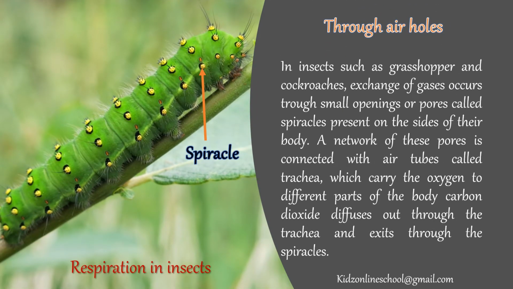Through air holes. In insects such as grasshoppers and cockroaches, exchange of gases occurs through small openings or pores called spiracles present on the sides of the body. A network of these pores is connected with air tubes called trachea, which carry the oxygen to different parts of the body. Carbon dioxide diffuses out through the trachea and exits through the spiracles.